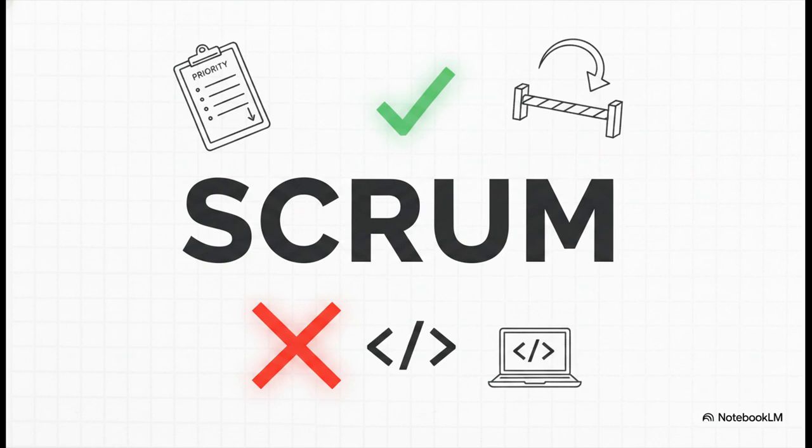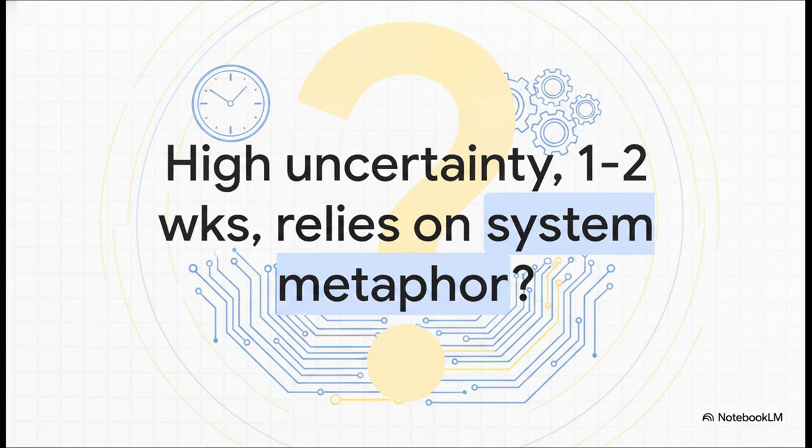But the clincher here is the phrase without dictating coding methods. That explicit lack of prescribed technical practices is your massive red flag to avoid XP, perfectly aligning with Scrum's lightweight workflow management. Let's step it up for question 3. A research project with high technical uncertainty needs rapid 1 to 2 week iterations, continuous integration, and relies on a system metaphor. If you've been paying attention to our triggers, alarm bells should be ringing in your head right now.